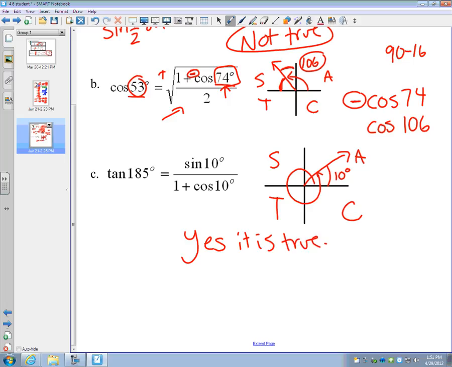Okay, so you've got 2 days to work on this. Make sure you have your formula sheet in front of you. Make sure you're thinking about where the angle is, reference angles, and looking at the signs, all of that sort of stuff.